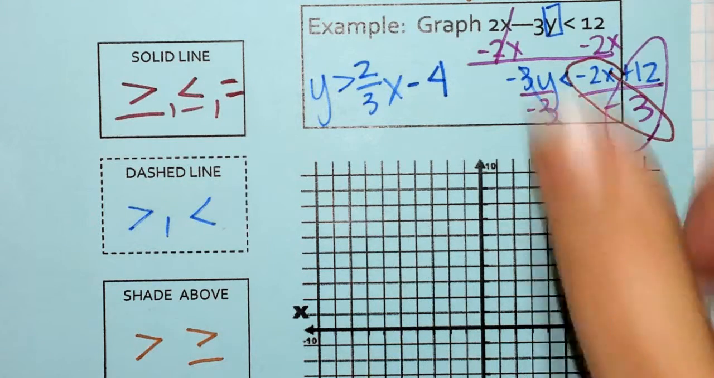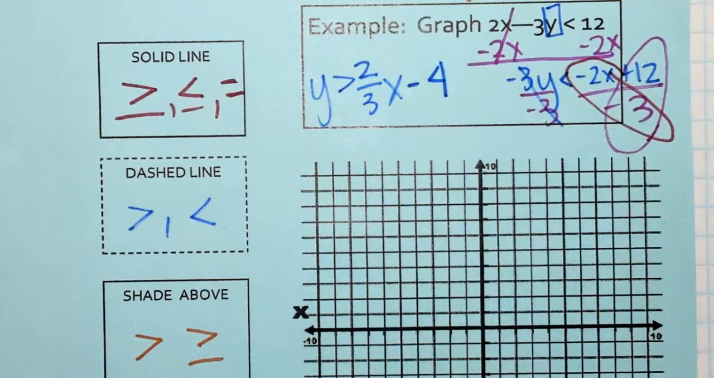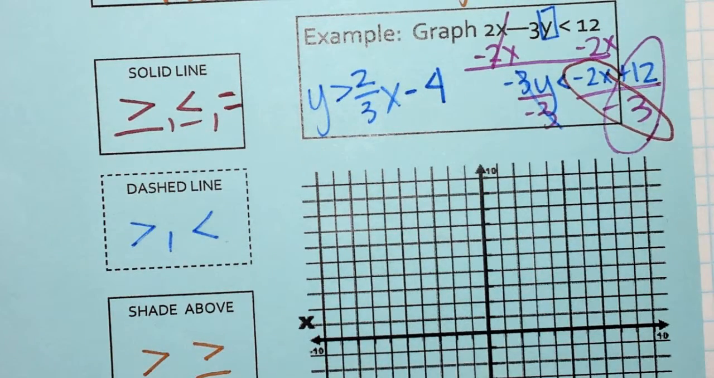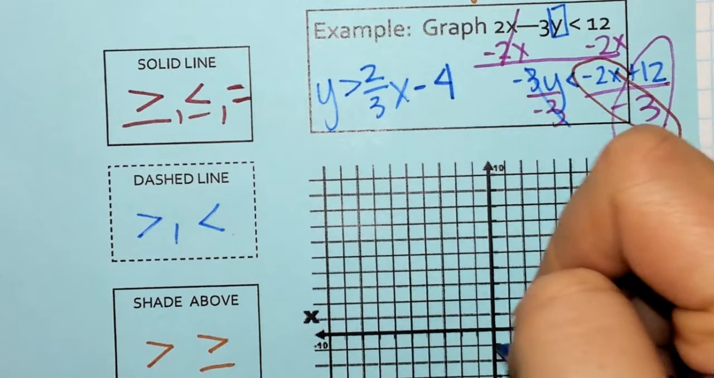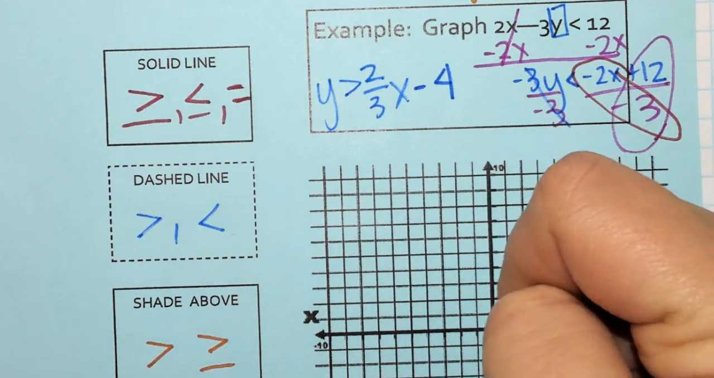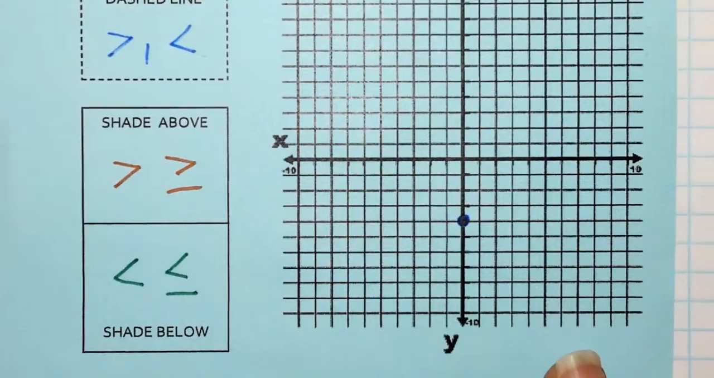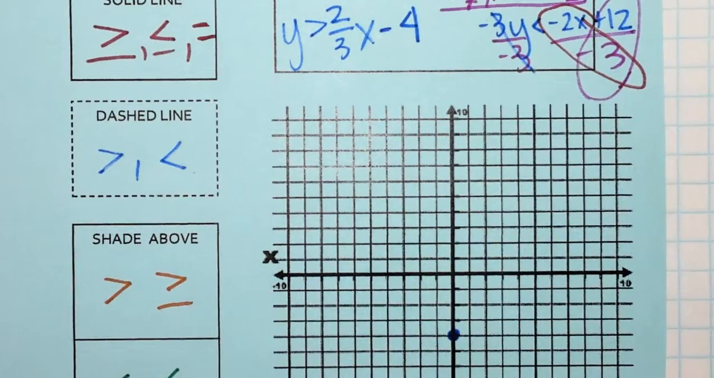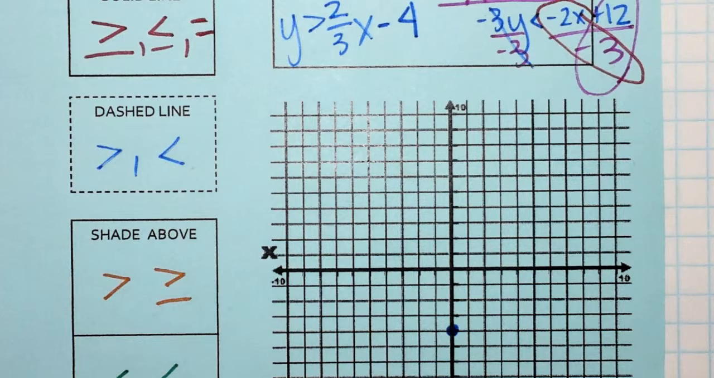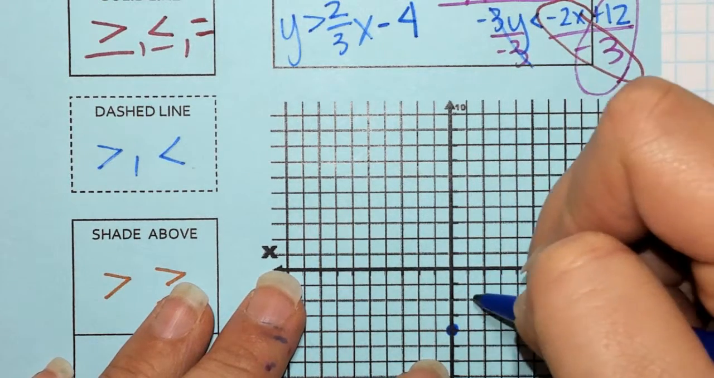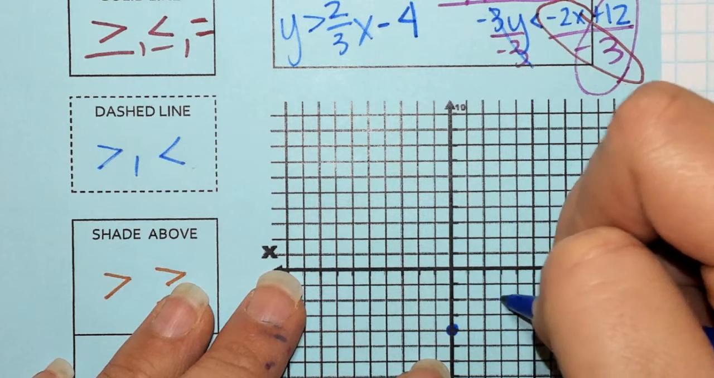Alright, so we have solve for y. Now we're going to graph, which is step 2, using our slope and y-intercept. What is our y-intercept? Negative 4. So we go down 4. 1, 2, 3, 4. Put a dot. There we go. Now what do we do from here? Ashley! Go up 2 and to the right 3. Fantastic. Up 2, right 1, 2, 3.